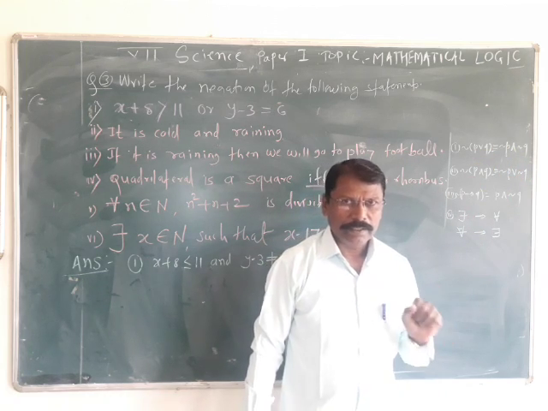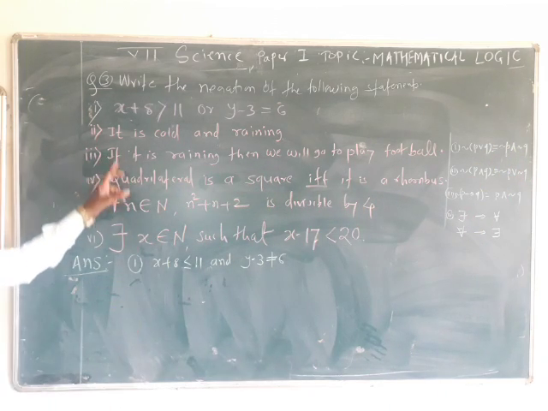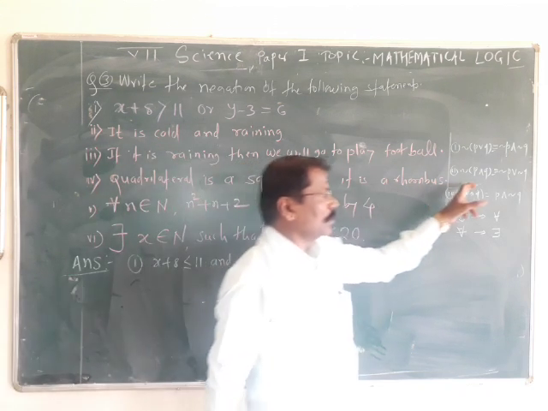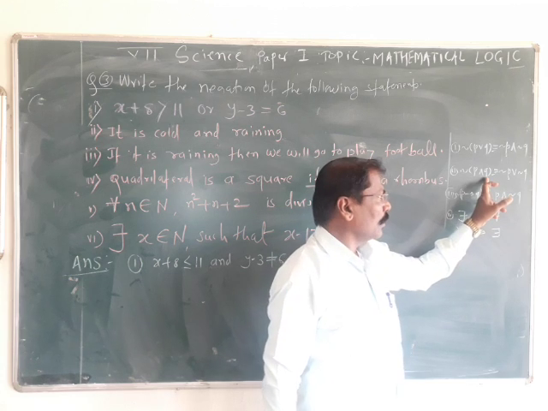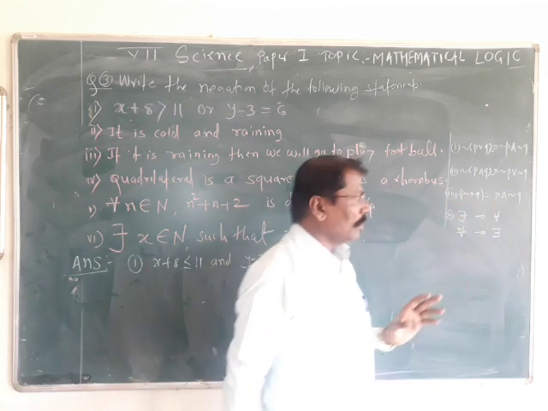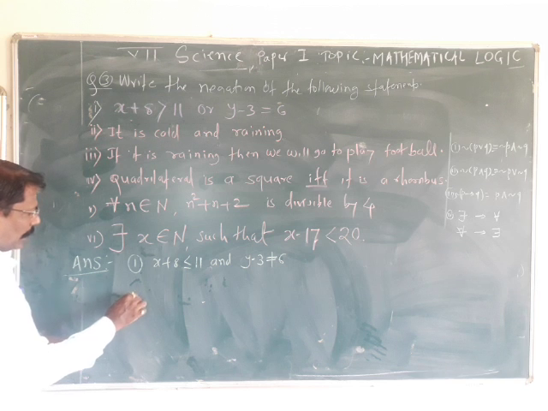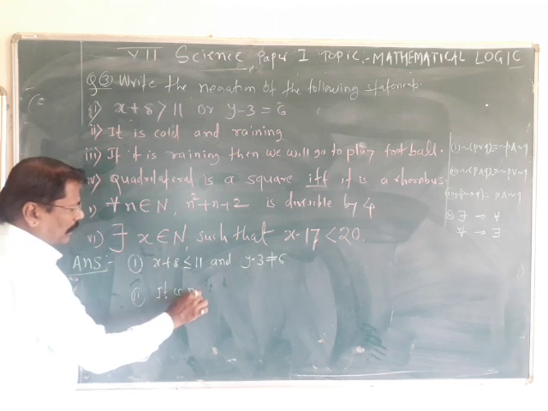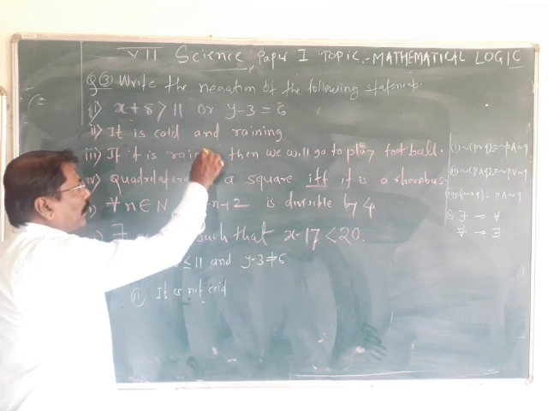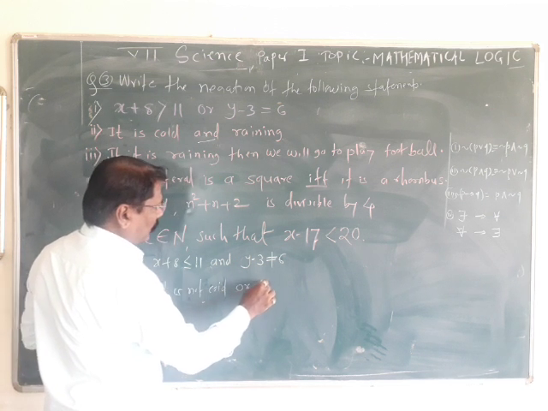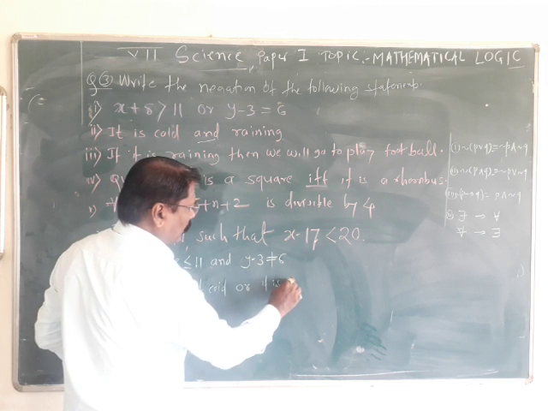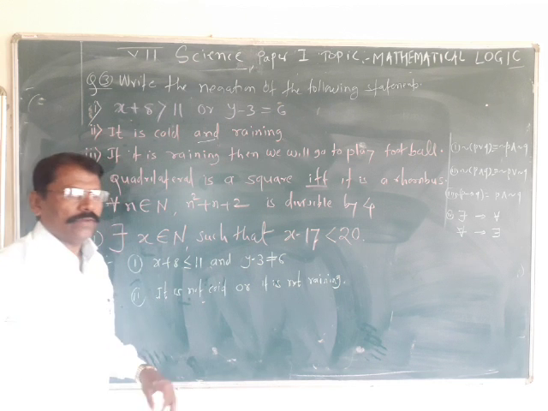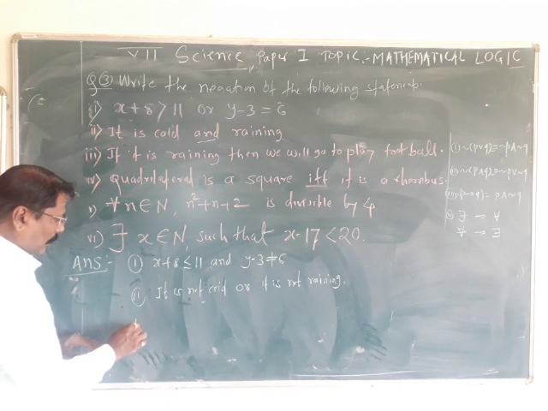Okay. Now second, it is cold and raining. So it is an and. Use this rule. Again by De Morgan's law, and becomes or with individual negation. So the second answer is: it is not cold or it is not raining.